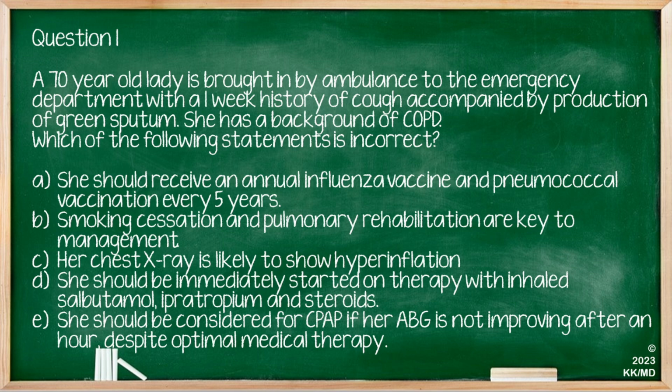A. She should receive an annual influenza vaccine and pneumococcal vaccination every 5 years. B. Smoking cessation and pulmonary rehabilitation are key to management. C. Her chest X-ray is likely to show hyperinflation. D. She should be immediately started on therapy with inhaled salbutamol and ipratropium and steroids. E. She should be considered for CPAP if her ABG is not improving after 1 hour despite optimal medical therapy.